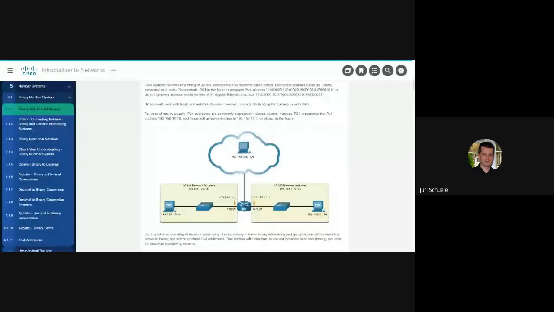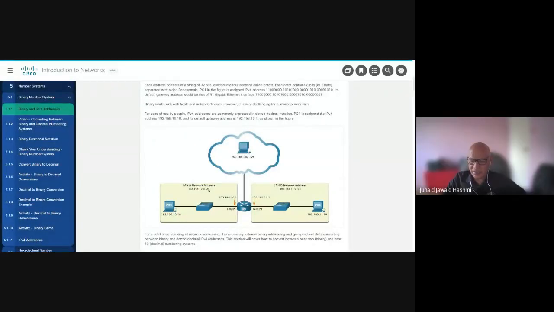So these are decimal numbers calculated into binary, and you can see what a mess. Imagine having to remember these numbers. So what is the subnet mask, and what does this 24 represent? Can anybody tell me?